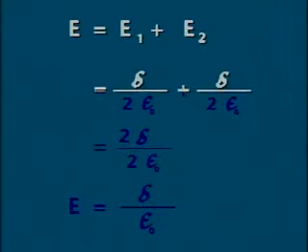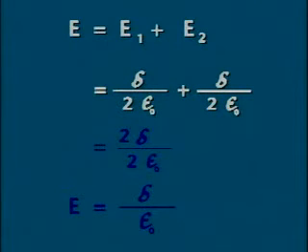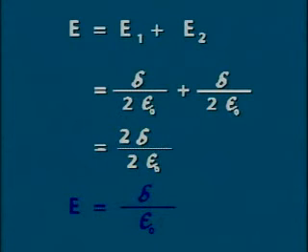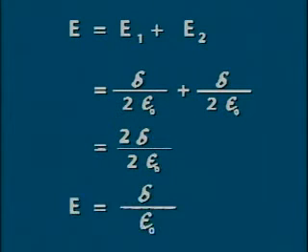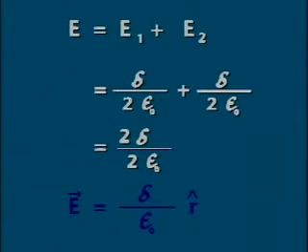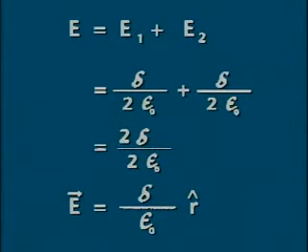E is equal to, the value of E1 is, yes, sigma over 2 epsilon naught. What is the value of E2? Sigma over 2 epsilon naught. Taking the LCM, we get E is equal to 2 sigma over 2 epsilon naught. This 2 is cancelled with this 2, and we are left with E is equal to sigma over epsilon naught. In vector form you can write this equation as E is equal to sigma over epsilon naught into R unit vector. Just put a vector here.